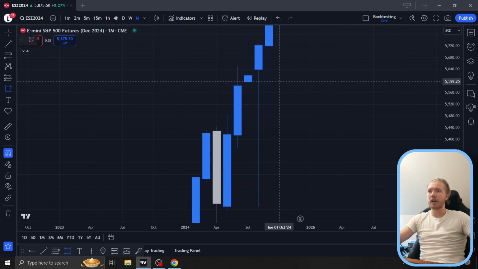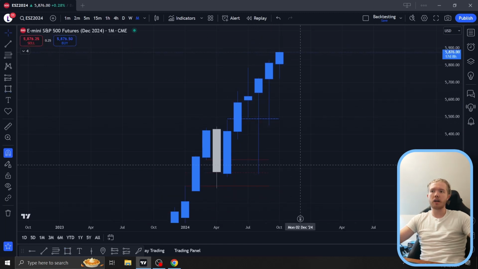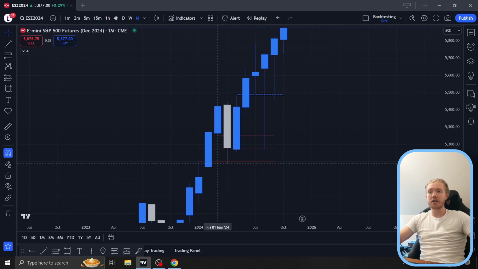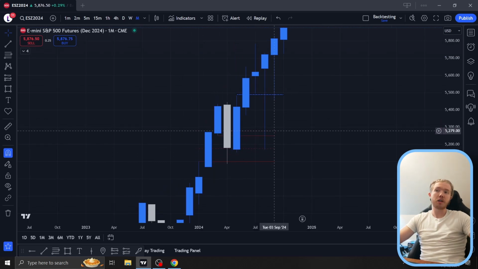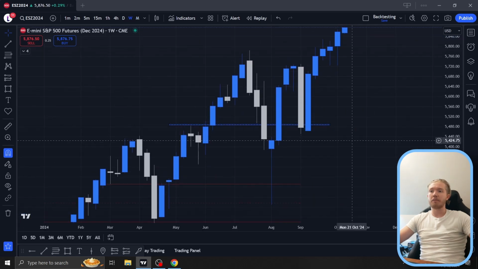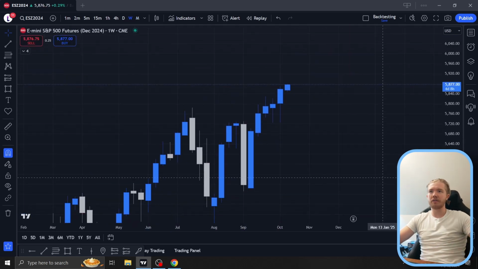We've also got an area up here as well. Can't really clearly see it providing support. I like to see stuff like the bodies at the consequent encroachment of the fair value gap. I like to see these wicks down into the premium or the consequent encroachment of that fair value gap as well. So this fair value gap is a little bit less relevant.